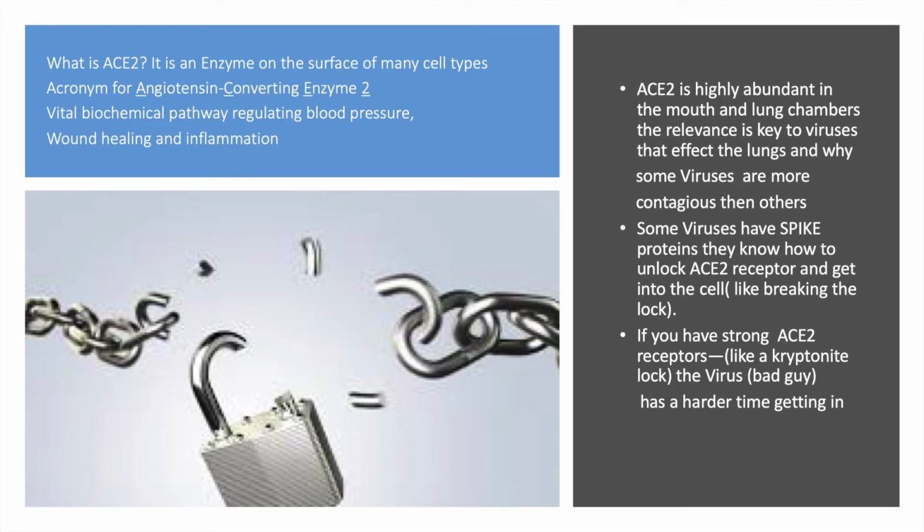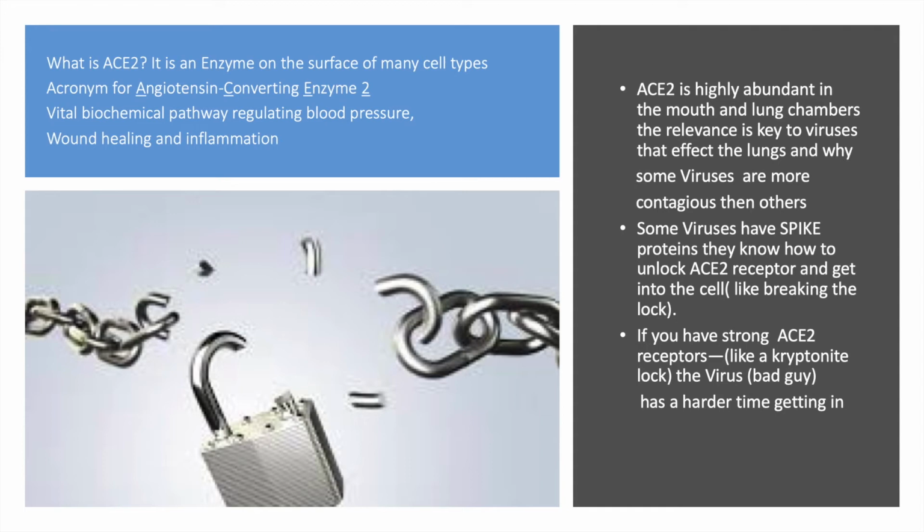The last term we're going to discuss is ACE2. What is ACE2? It is an enzyme on the surface of many cell types. It's the acronym for angiotensin converting enzyme 2. It's a vital biochemical pathway that regulates our blood pressure, wound healing, and inflammation. So where are these ACE2 receptors? They're highly abundant, particularly in the mouth and lung chambers, and their relevance is key to understanding why some viruses may be more contagious, and particularly why they might affect the lungs.